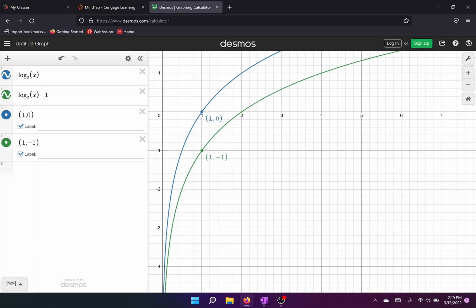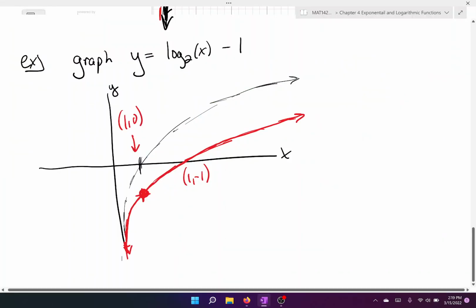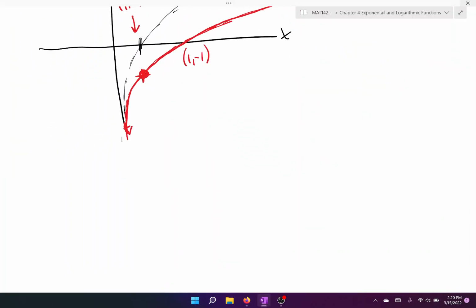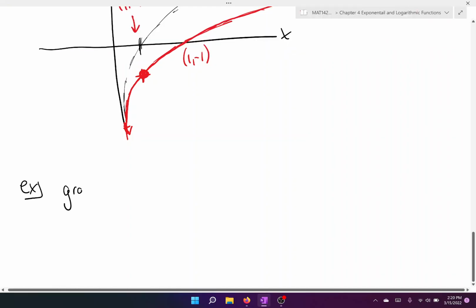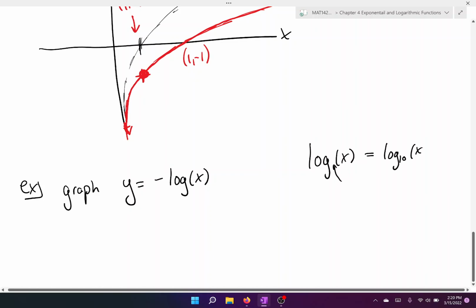Okay? Now, another thing you may run into will be something like this. So example, we're going to graph y equals negative log of x. Okay? Now, there is one thing I do want to go over. If we just write log of x, it actually has a base. It's base 10. So if you were to look at your calculator and you hit that log button, it's base 10, no matter what. Okay?